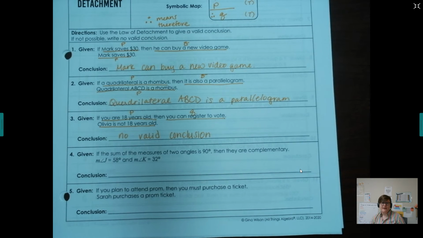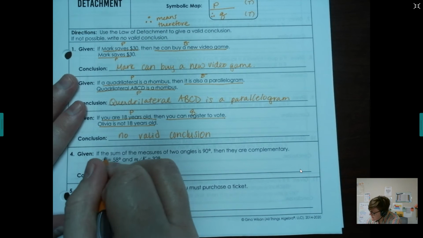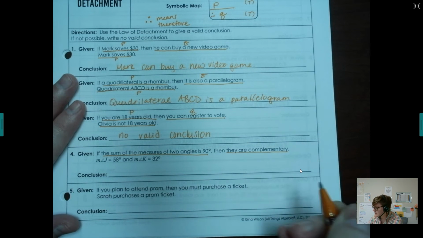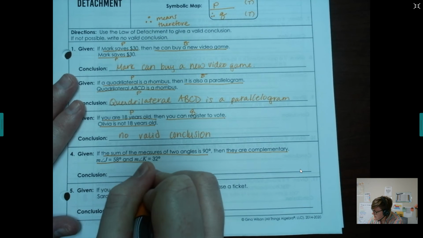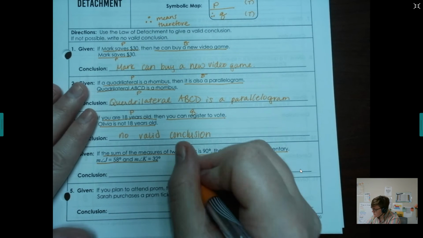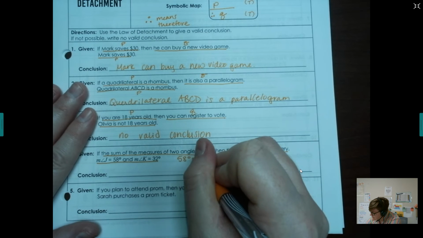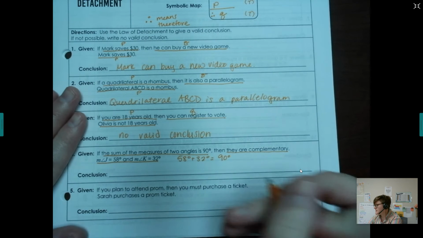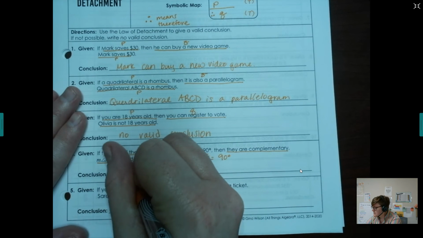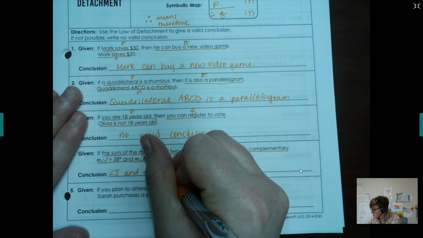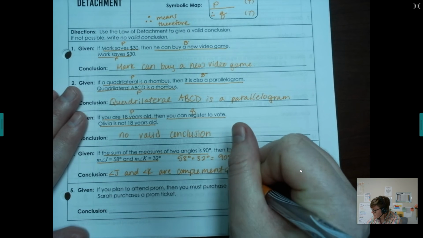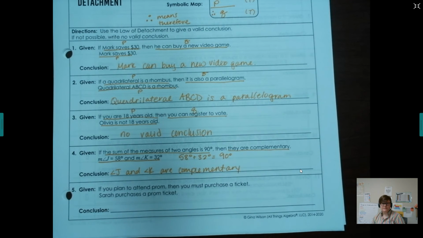Right? Next we have, if the sum of the measures of two angles is 90 degrees, then they are complementary. It says that the measure of angle J is 58 and the measure of angle K is 32. Just checking in, 58 degrees plus 32 degrees does equal 90 degrees. So angle J and angle K are complementary is our conclusion.